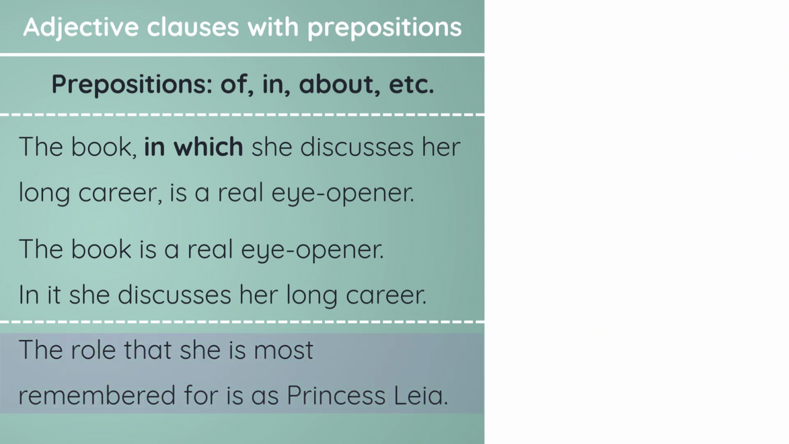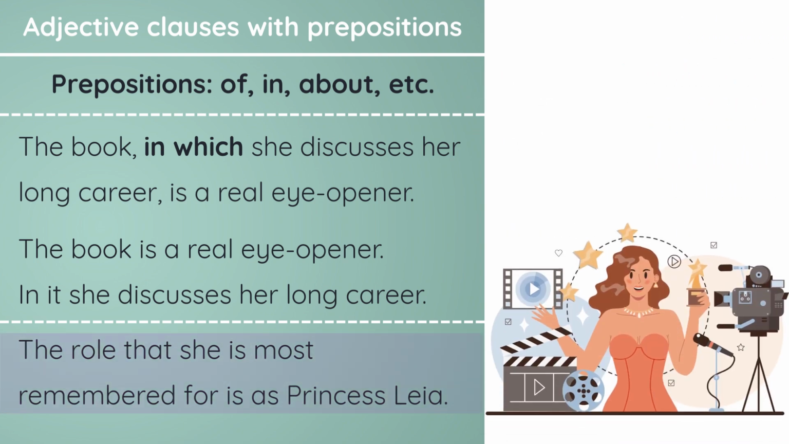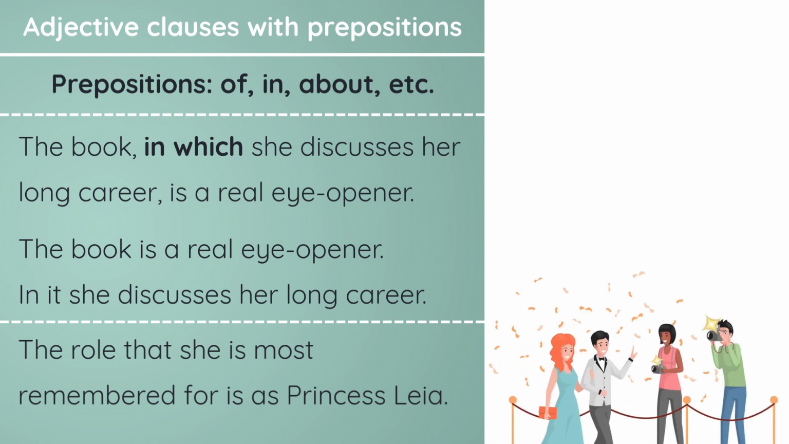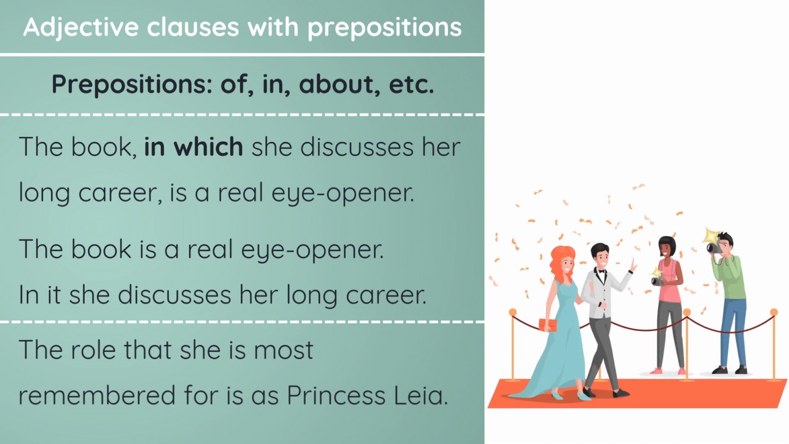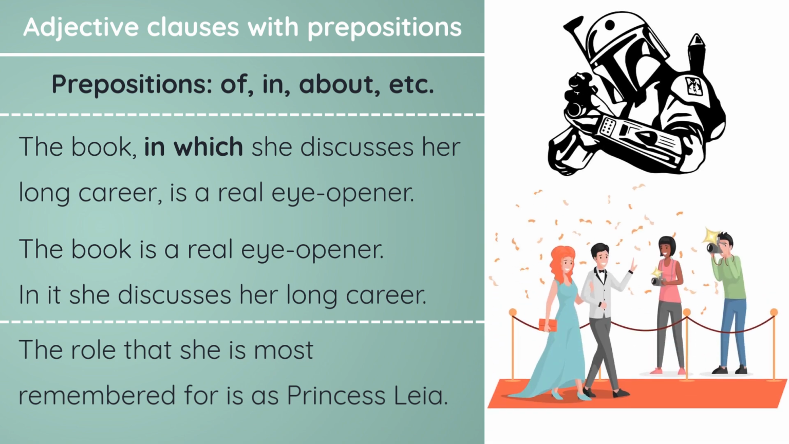Let's look at this sentence. When we talk about acting or actors, they have a role. They have a particular character that they're playing. The role that she is most remembered for was as Princess Leia. Okay, so we are talking about a specific actress, and she's very famous, but she's very famous for playing Princess Leia in Star Wars.